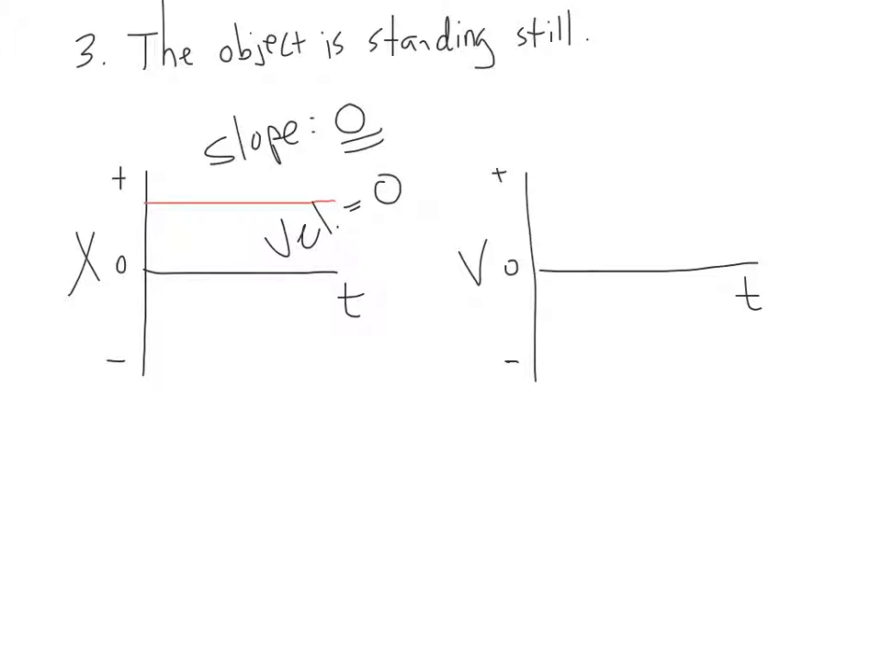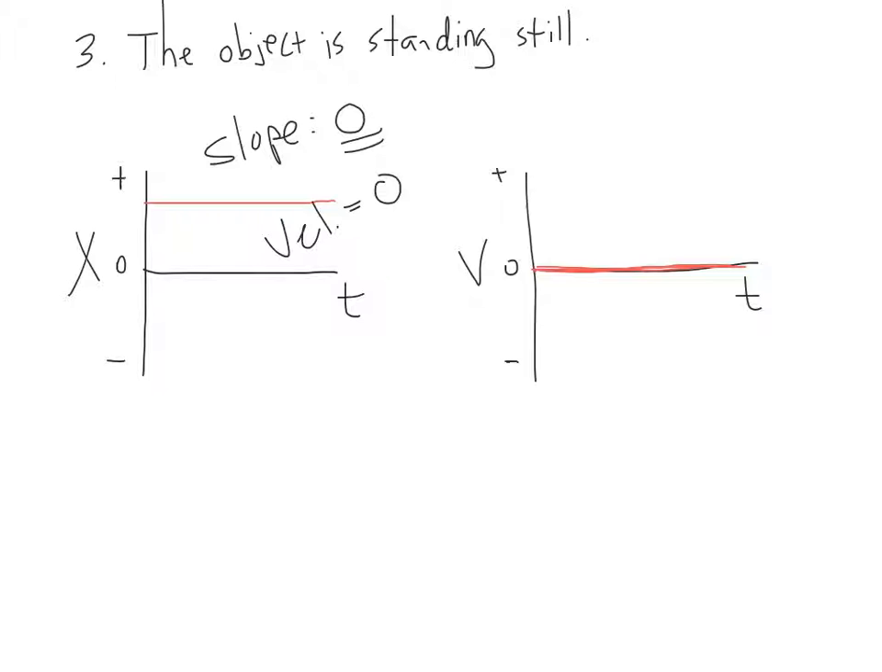Well, where is zero velocity on the VT graph? It's on this line. The t-axis is where velocity is 0. Above it, it's positive. Below it, it's negative, but on the t-axis, the velocity is 0. So, to make our VT graph agree with our XT graph, this would be our line. It would literally be on the t-axis, showing us that we have no velocity as time goes on.